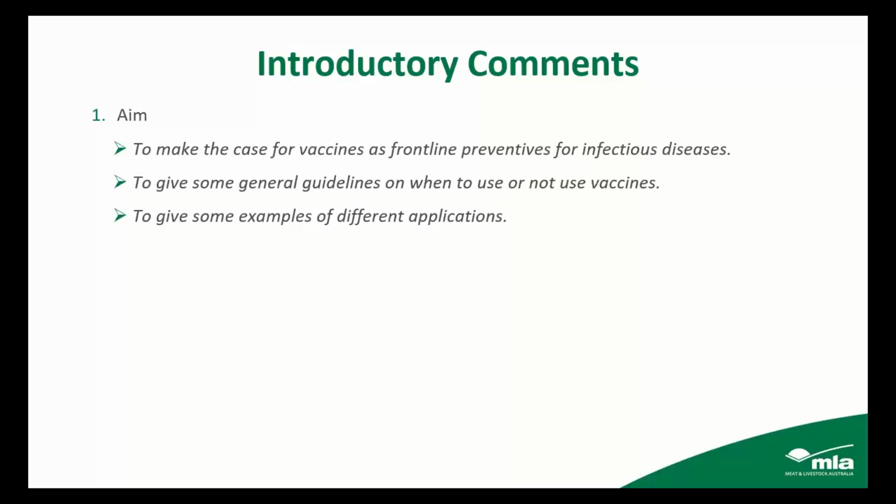So the aim is to make the case for vaccines as a frontline preventive for infectious diseases for which we have vaccines. We're going to give some general guidelines on when to use them or not use them, and then give some examples in different enterprise types. In terms of further sources of information, I'm going to suggest three. The local vet. We're not all dog and cat people, and they love to hear from farming clients and provide advice.